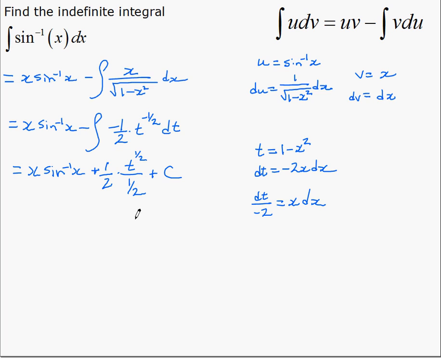We need to replace t with our x and also simplify. A half and a half can cancel, and we're left with x sine inverse of x plus the square root of 1 minus x squared plus a constant. So that's the integral of sine inverse of x.